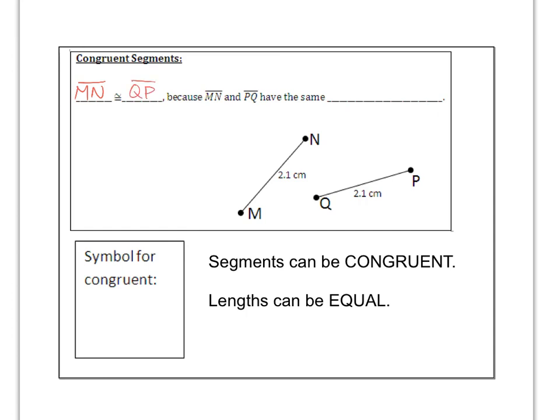Now notice that symbol right here. It's an equal sign with a squiggle above it. That means congruent, or is congruent to. Down here in this box, I'm just going to make it a little bigger. It's an equal sign with a squiggle above it. That means congruent. So going back to the top, segment MN is congruent to segment QP because they have the same length, or you could say measure. Either way, both words work.